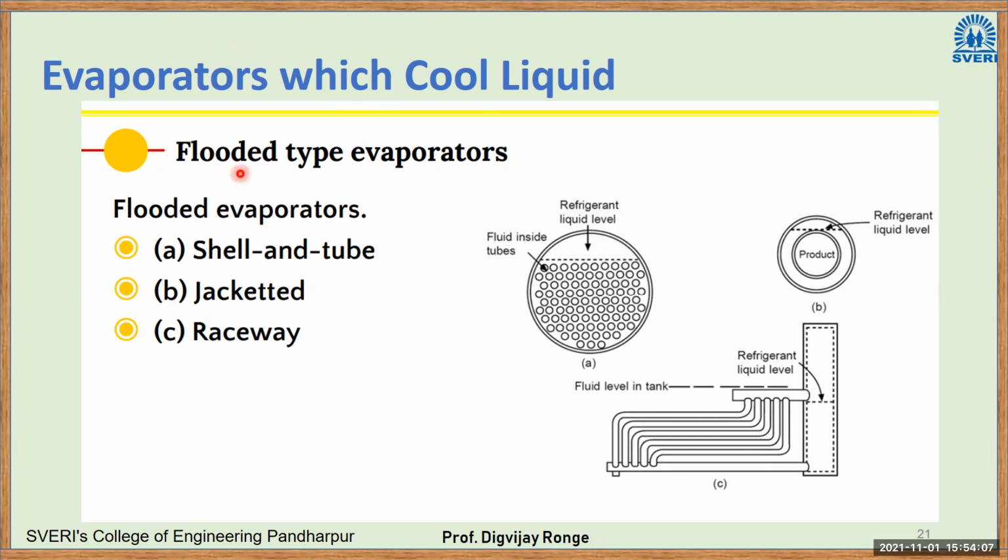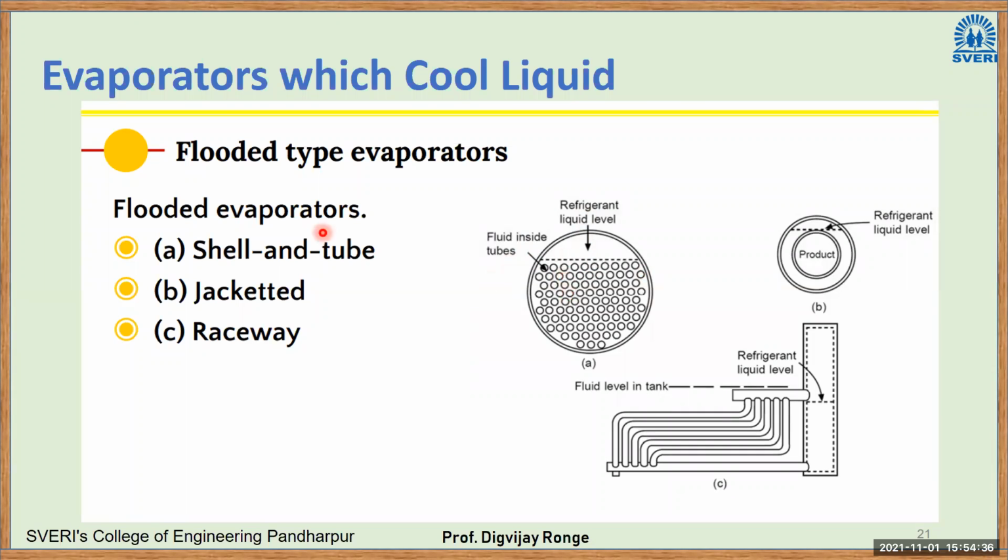So evaporators, first one here is the flooded type evaporator. In this case, there is a tube and shell arrangement. Inside the tubes our refrigerant flows, and outside there is another liquid. Okay, so there is shell and tube, there is jacketed, and there is a raceway type of evaporators being used. Inside the tube there is the refrigerant, outside there is another fluid.